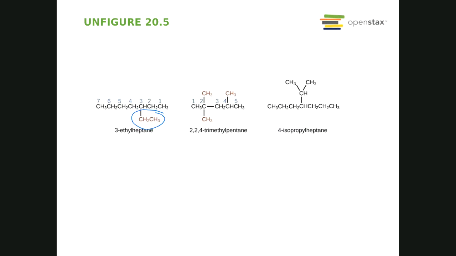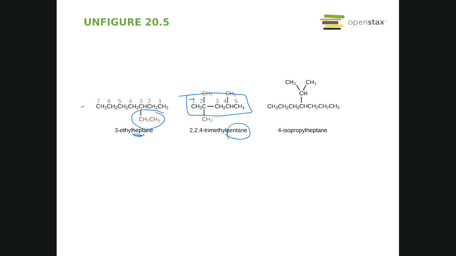Ethylheptane, 7 carbon is hept, so ethylheptane. We have 5 carbons in the main carbon chain. Then you have 2, 2, and 4, 2,2,4-trimethylpentane.